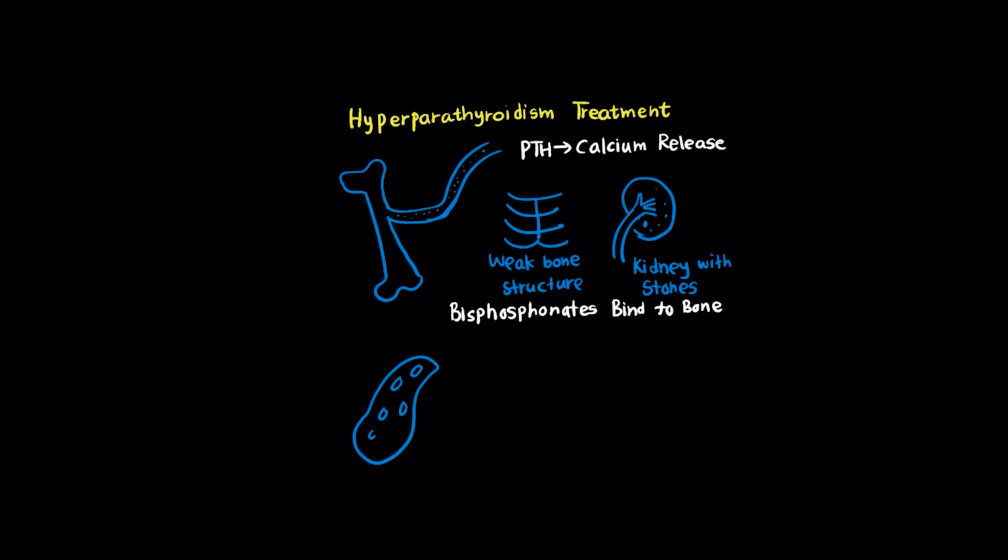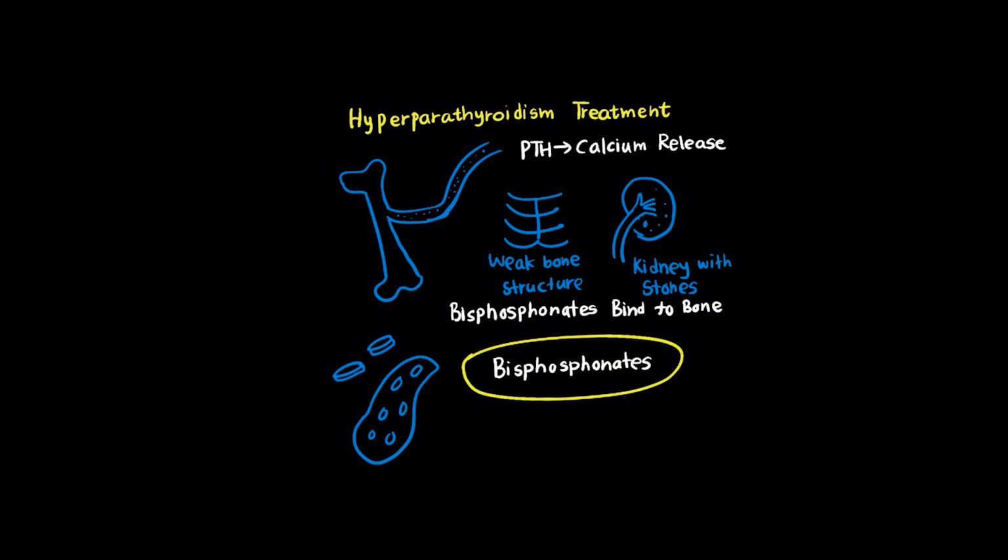Once inside osteoclasts, bisphosphonates disrupt their function and induce apoptosis. This dramatically reduces bone breakdown, keeping calcium in bones where it belongs. By preventing calcium release, bisphosphonates help maintain bone density and reduce blood calcium levels. The correct answer is bisphosphonates because they specifically prevent bone calcium loss, addressing both osteoporosis and hypercalcemia in hyperparathyroidism.